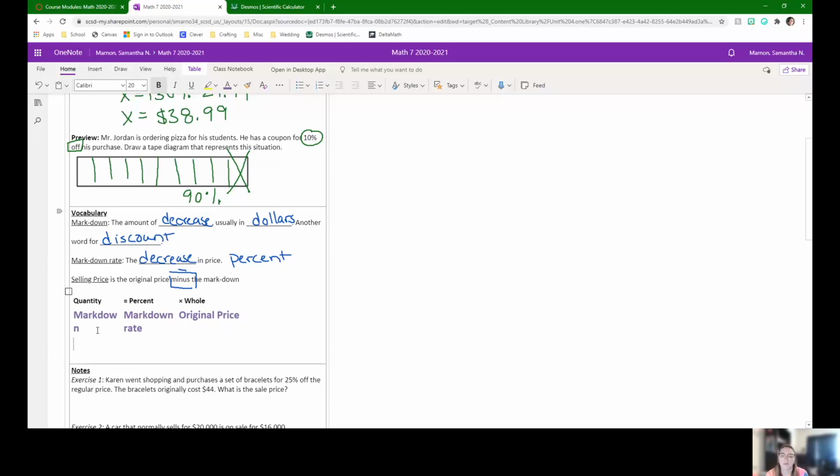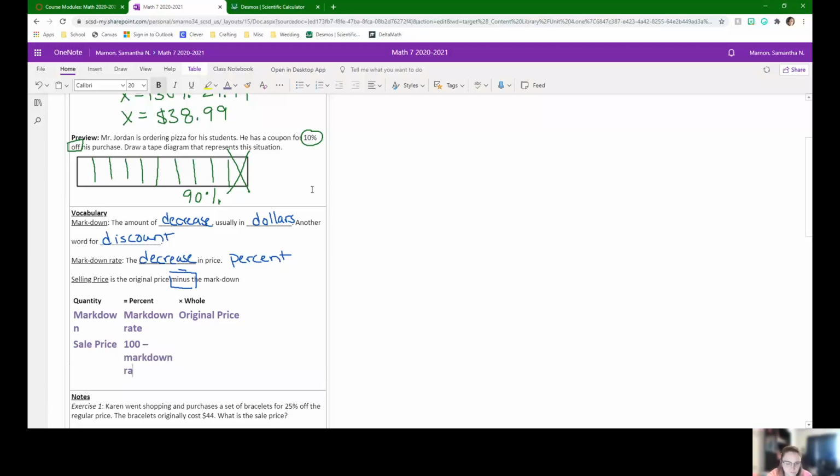But if I just want to know how much he's actually spending, that 90%, our quantity is going to be the sale price or the new selling price. For our percent, instead of just the markdown rate, we're going to start with that 100%, and then we're going to subtract out the markdown rate. And our whole is still going to be our original price.